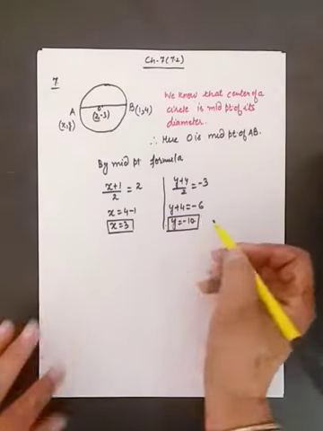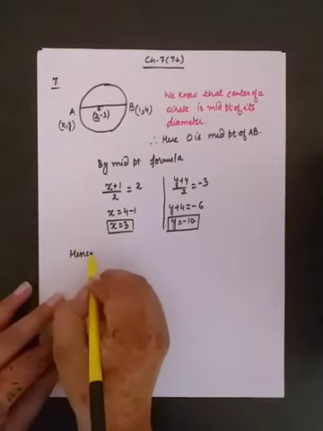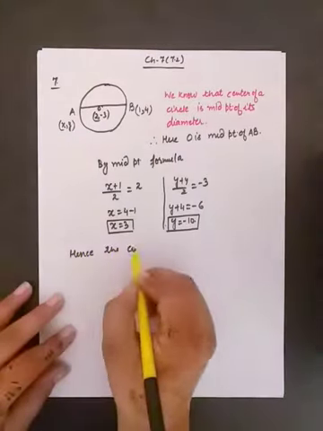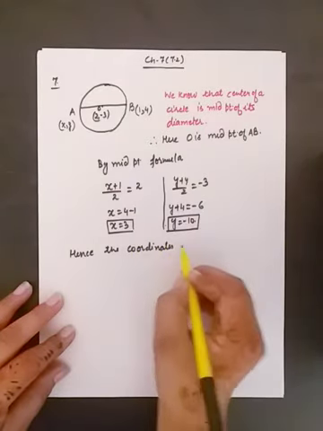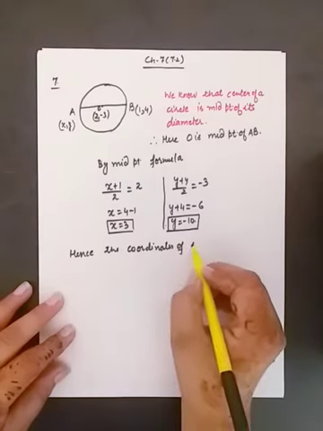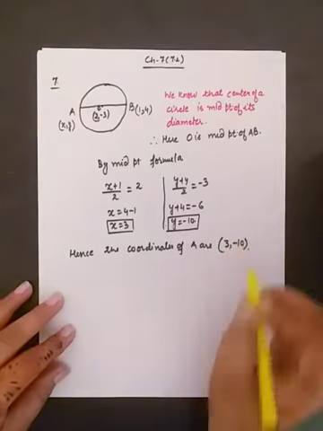And we are asked to find the coordinates of A. Hence, the coordinates of point A are (3, -10).